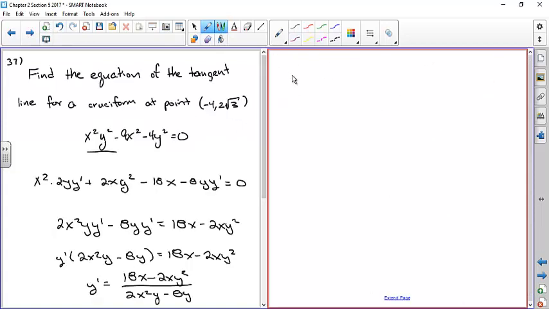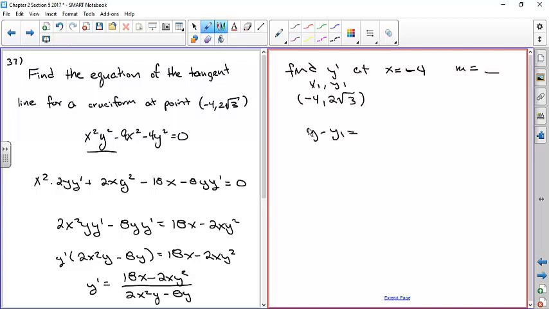So now what you're going to do is find y prime at x equals -4, and that'll be your slope. And you have x and y, you have -4, 2 times the square root of 3, so that's x1, y1. Then stick it into y minus y1 is equal to m times x minus x1, and then solve for y. So go ahead and do that.